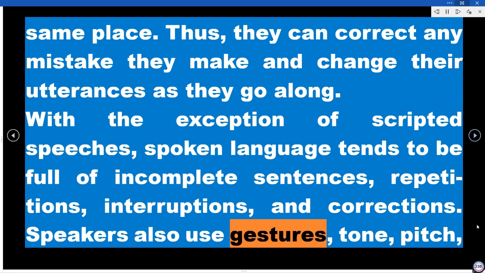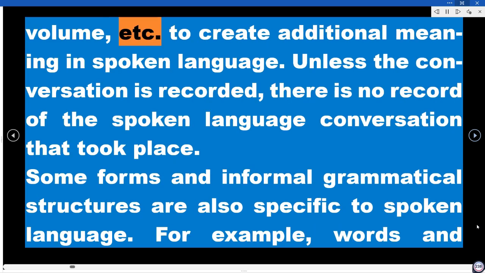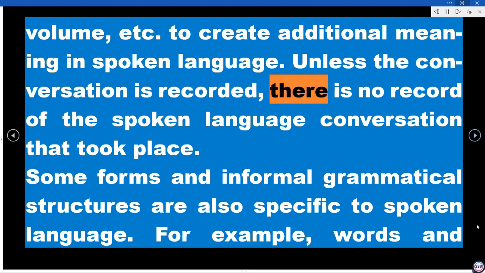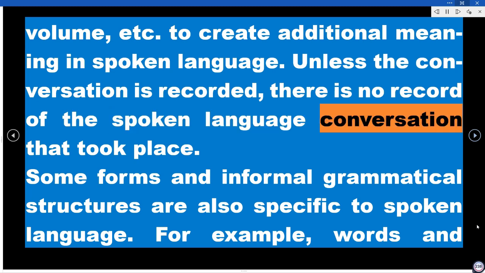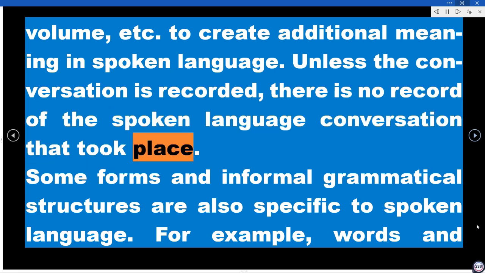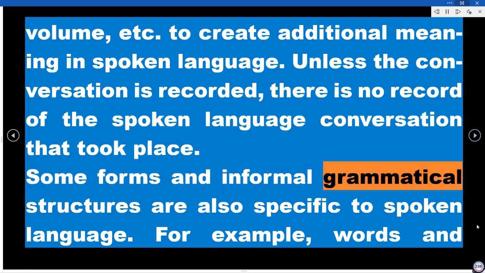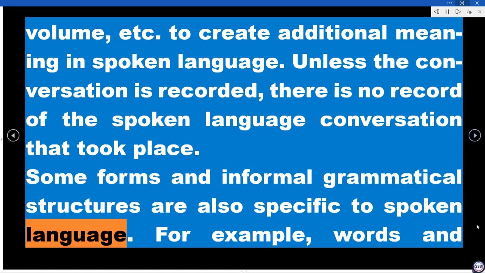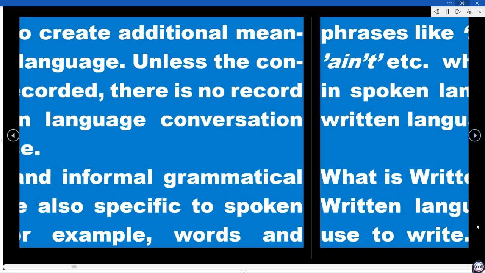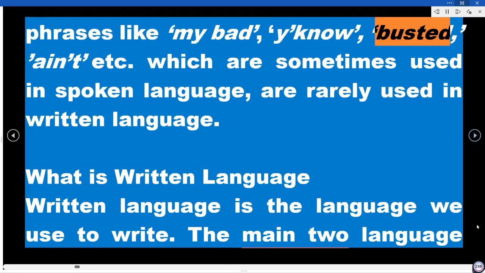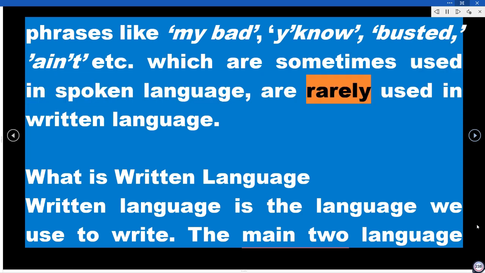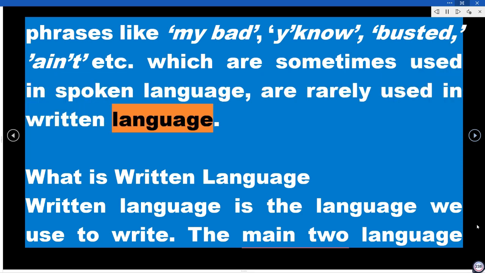Speakers also use gestures, tone, pitch, volume, etc. to create additional meaning in spoken language. Unless the conversation is recorded, there is no record of the spoken language conversation that took place. Some forms and informal grammatical structures are also specific to spoken language. For example, words and phrases like my bad, you know, busted, ain't, etc., which are sometimes used in spoken language, are rarely used in written language.